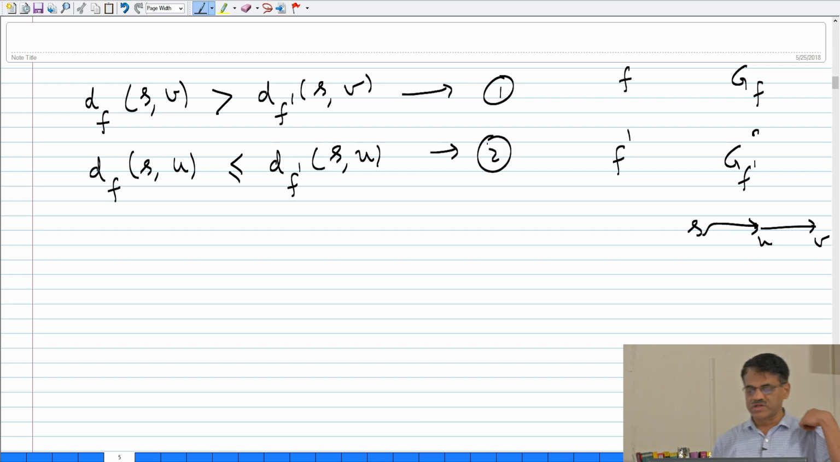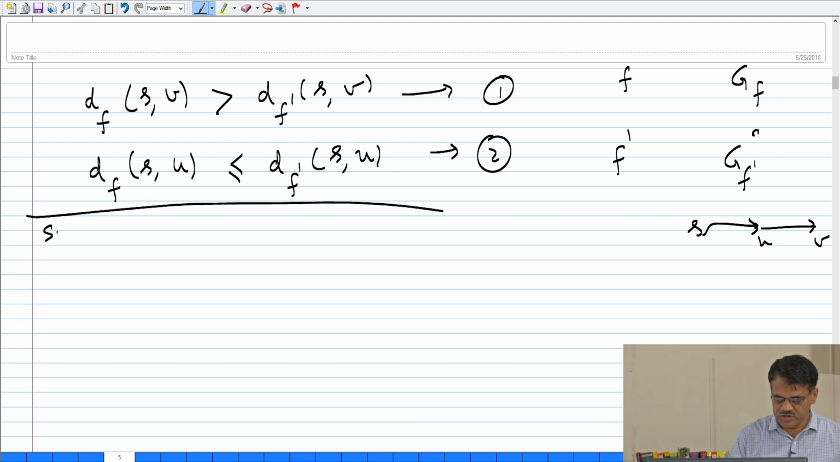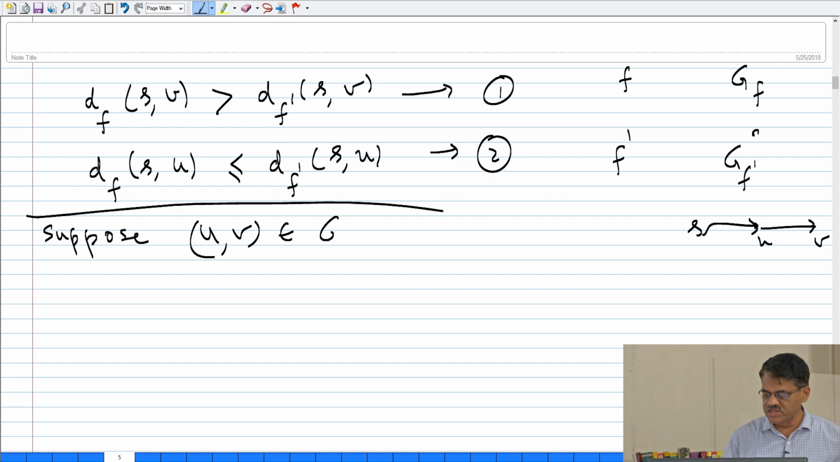Okay, now I want to get some contradiction. So let's look at the edge UV, right? So this is the shortest path in F prime. Let's see whether UV is in GF or not. So we'll have two cases. Suppose UV is an edge in the residual network on GF. Then I want to get some contradiction. I will try something and see if that works.